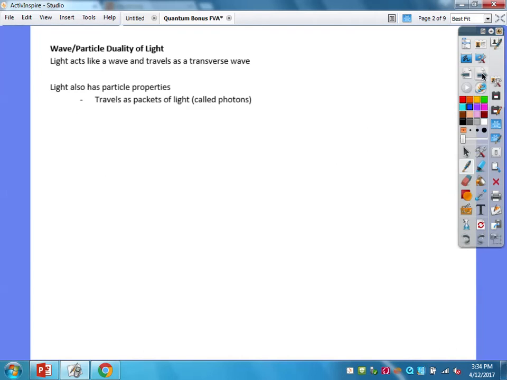Again, we are going to try to illustrate that there's this wave-particle duality of light and wave-particle duality of matter. We already know light travels like a wave. That's not surprising. It travels as a transverse wave, up and down, up and down. We went over that in the wave unit, and with optics as well. But light also has what are called particle properties, and when we look at light as a particle, we call it a photon.